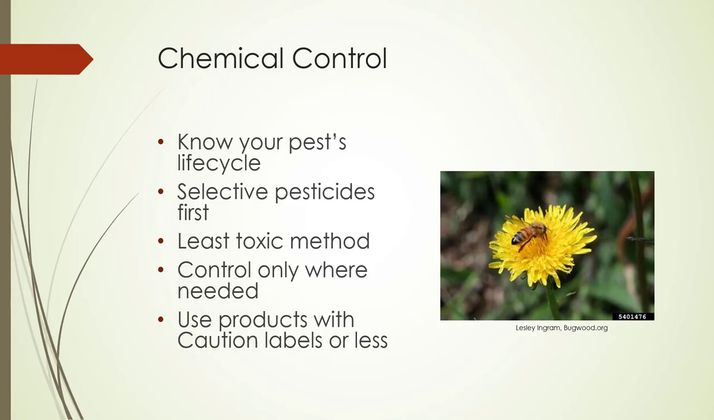So when you are going to use chemical control, you need to know your pest life cycle. You want to use selective pesticides first. You want to use the least toxic method. You control only where needed. Don't spray pesticide like it's going out of style. And if you are going to use a product that is not organic, it should have a caution label or less.